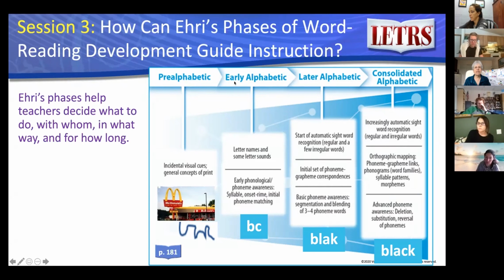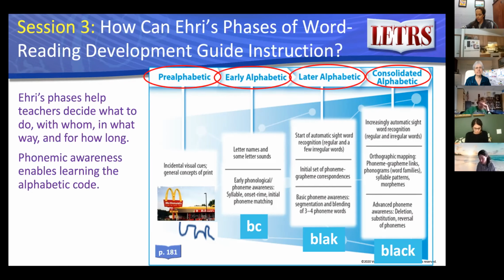And those arrows are intended to model that so that we don't have to reach 100% mastery in the first segment here to move to the next, but that you do want a level of foundational skills so you're more successfully able to move into the next phase from early to later to consolidate it. That's the guiding practice of this image that you're seeing, and then deciding what to do with whom, in what way, and for how long. So using that as our opportunity, it would be the linkages that we take into consideration.